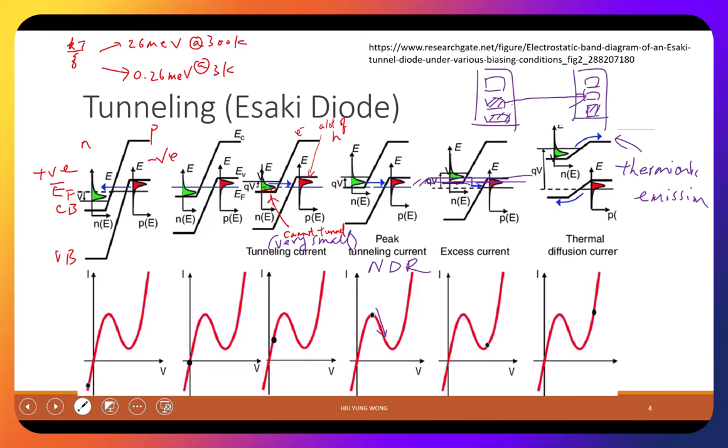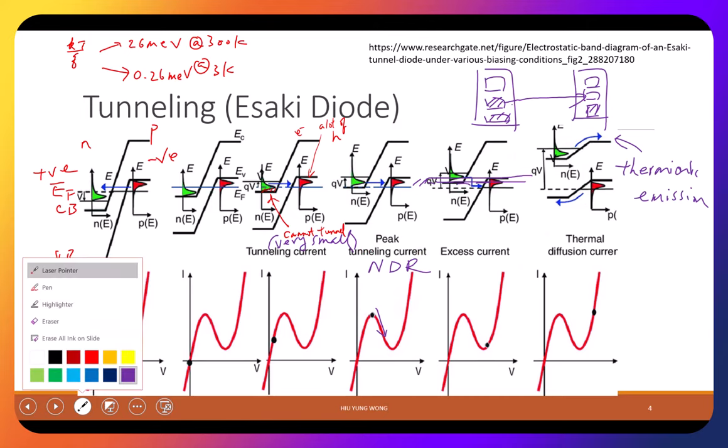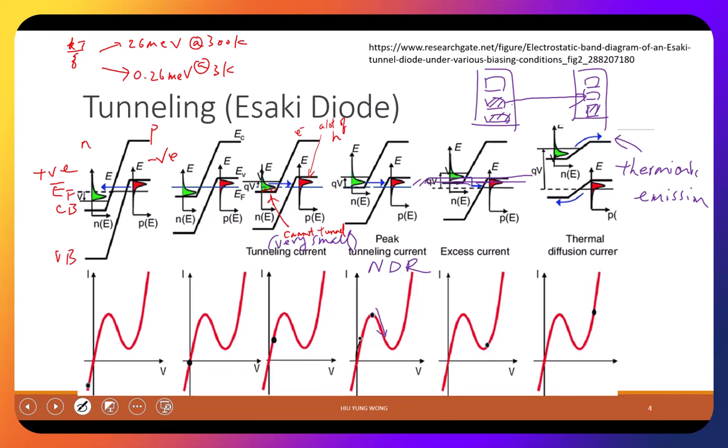So at high temperature, you have more electrons at high energy, then you have more thermionic emission. This will wash out the effect, because you will see this type of current already. This one is going down, but this one may increase so fast that, after taking the thermionic emission into account, you may actually see something like this. Because the thermionic emission current is large, that's why you wash out the effect.